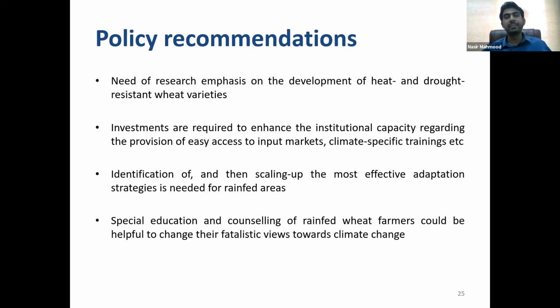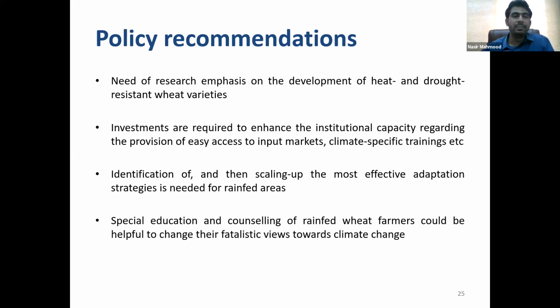Second, serious efforts and investments are required to enhance the institutional capacity regarding the provision of easy access to input markets and climate-specific trainings for the rain-fed wheat farmers. Third, although the rain-fed wheat farmers have already been doing various adaptation practices, there is still a need to identify and then scale up the most effective adaptation strategies so that they can get higher yield even under the situation of changing climatic conditions.